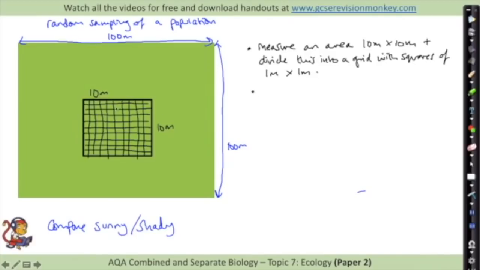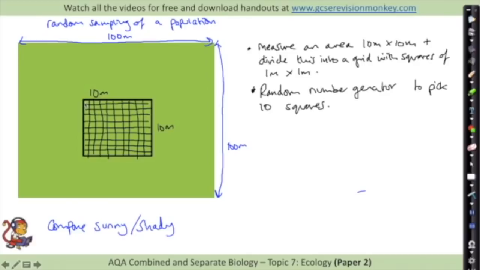Then still within that grid we can't sample all of the different squares within there. So what we need to do is use a random number generator, and we need to use that to pick, for example, 10 or 20 squares that we are going to sample. They'll ask you about this in the exam perhaps. The more squares you sample, the more reliable your results are going to be. So we can use a random number generator.